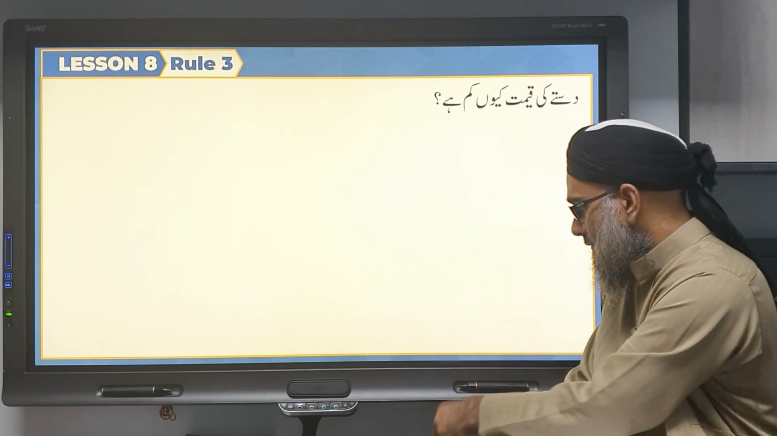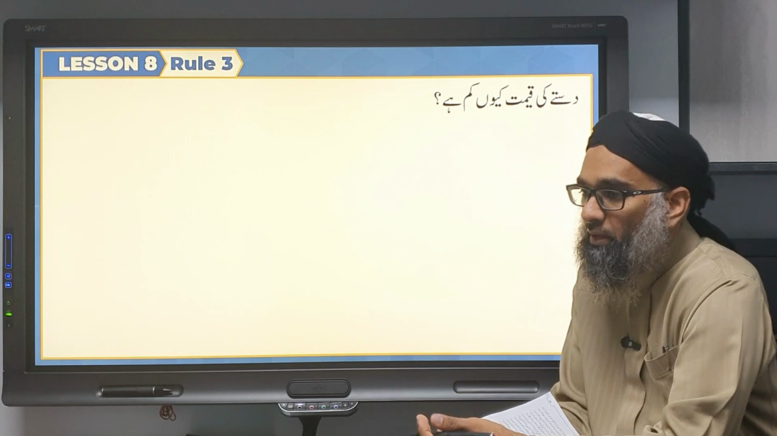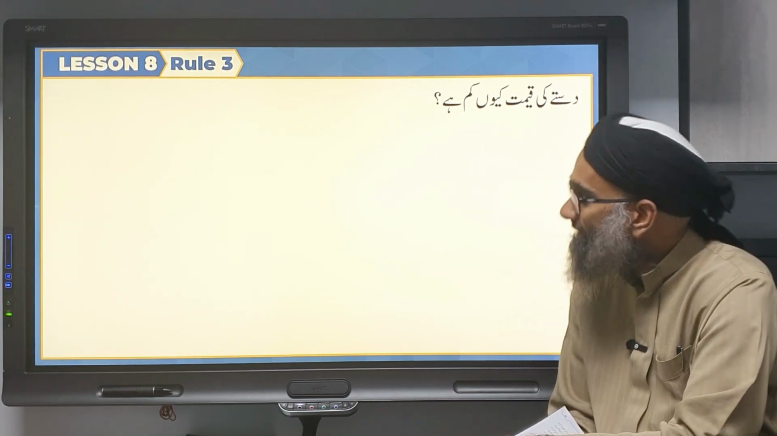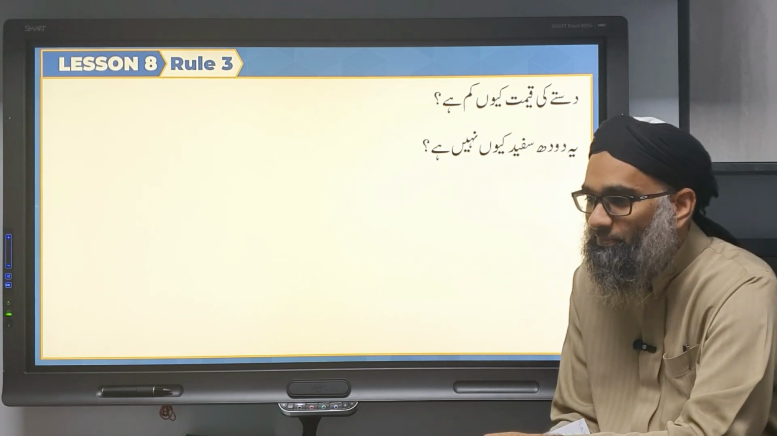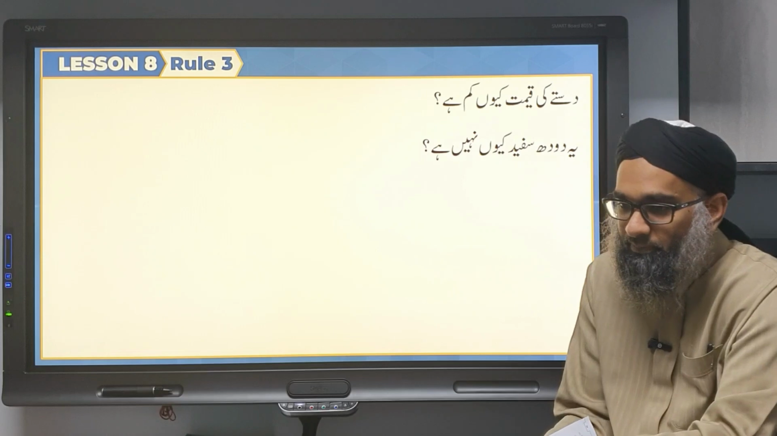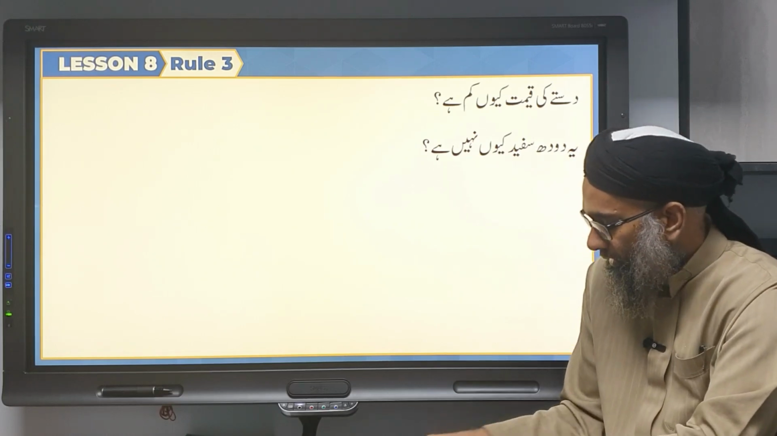Why is the price of the handle less? It's from Temu, that's why. Ye dood safed kyun nahi hai? Why is the milk not white?